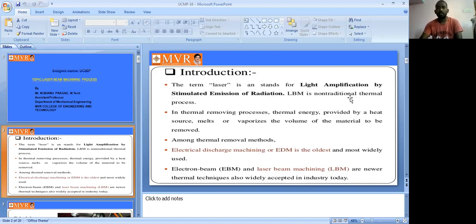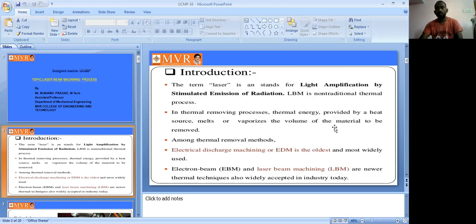LBM is a non-traditional thermal process. Laser is just the term, but laser beam machining is one of the non-traditional machining processes. Among non-traditional machining processes we have mechanical, thermal, electrochemical, and electrical processes, and LBM is one of the thermal removal processes.